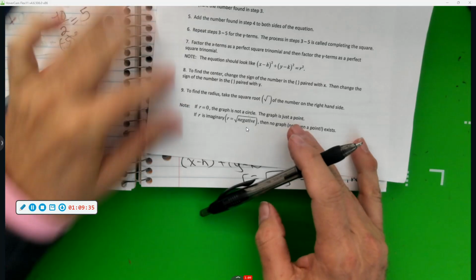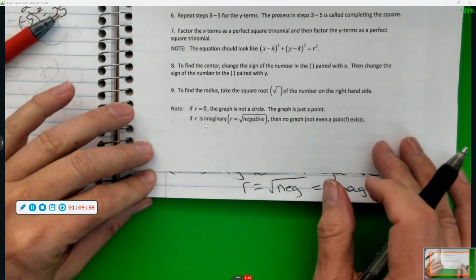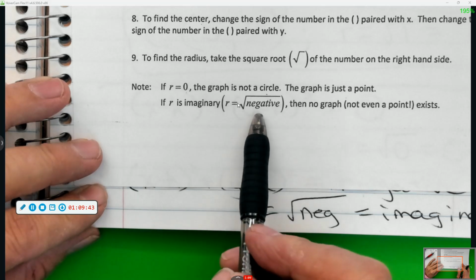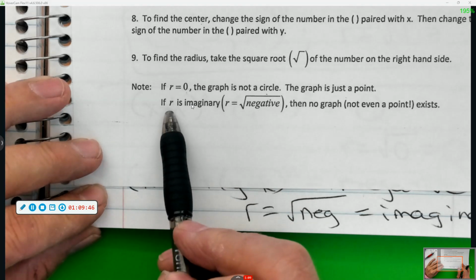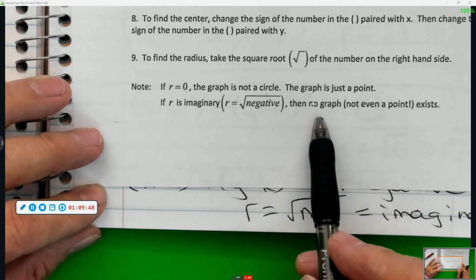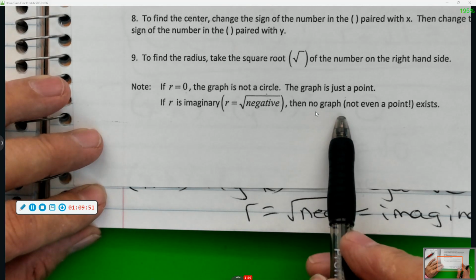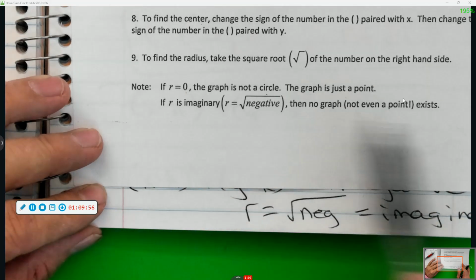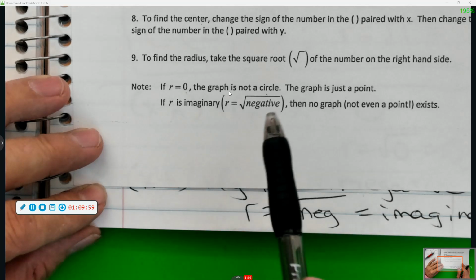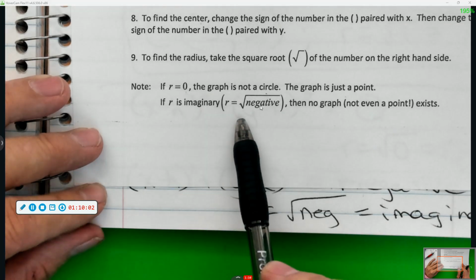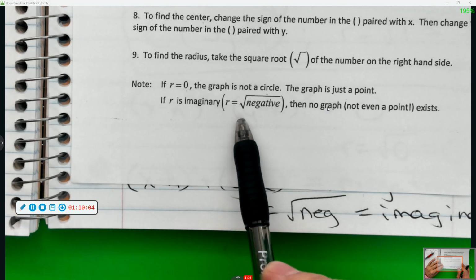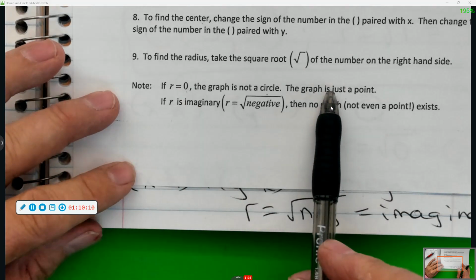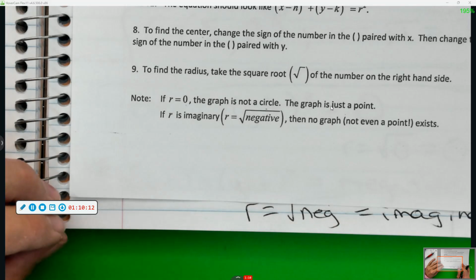Notice what we say down here. Blow it up a little. If you wind up with r equaling the square root of a negative, that means the radius is imaginary. There is no graph, not even a center point. And these special cases do pop up. At least one of them pops up in the homework. They may both pop up. But if you wind up with r being imaginary, you'd have to select there is no graph. It's just not even a point. If r is equal to 0, then the graph is just an ordered pair, namely the center point.